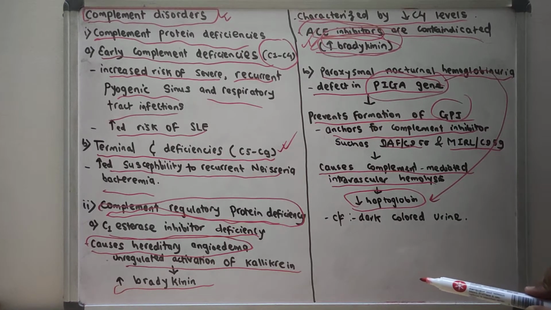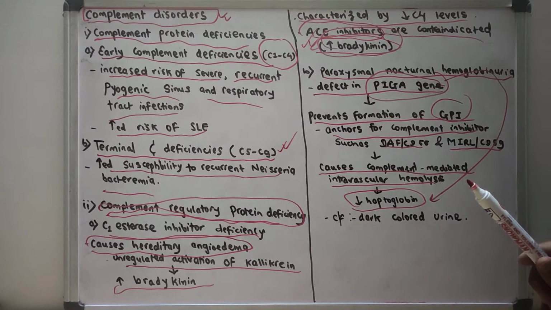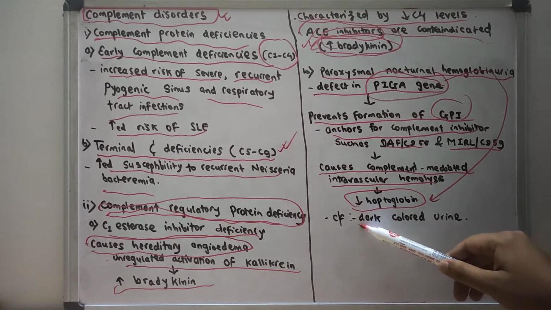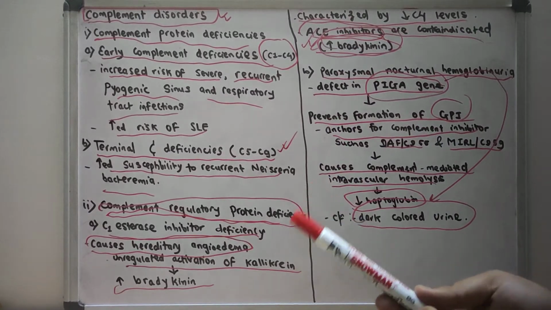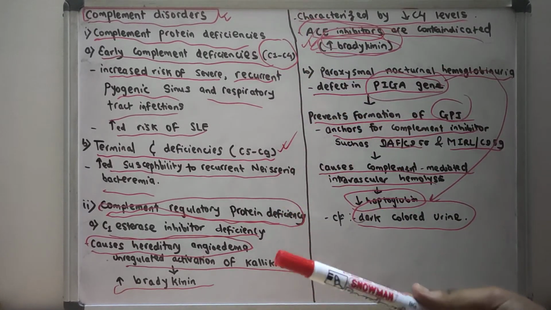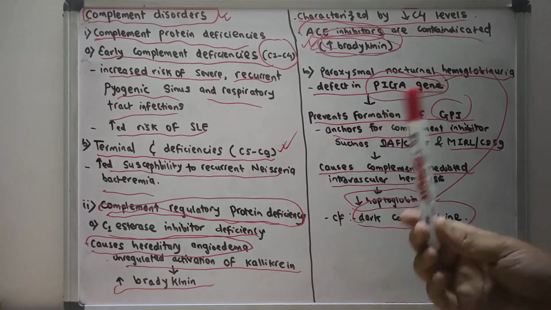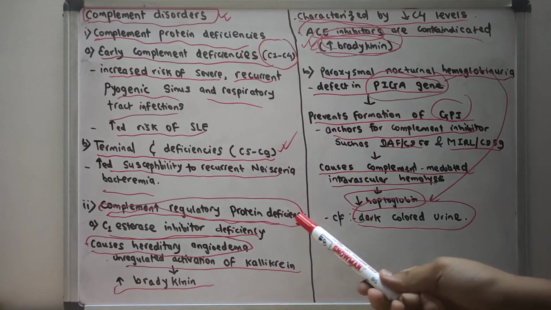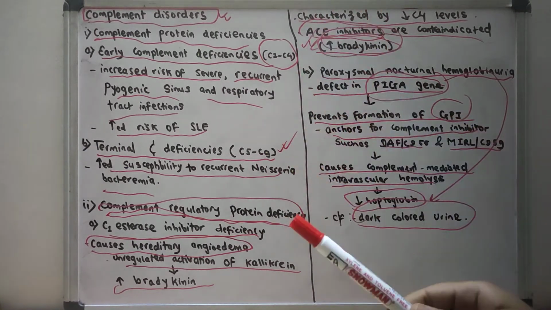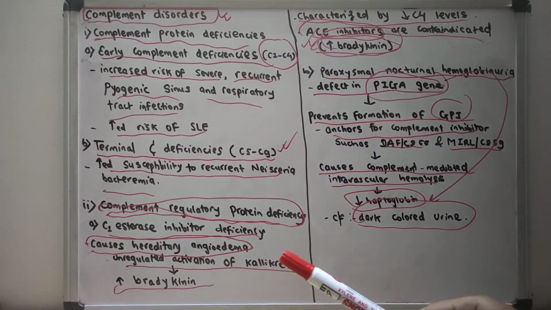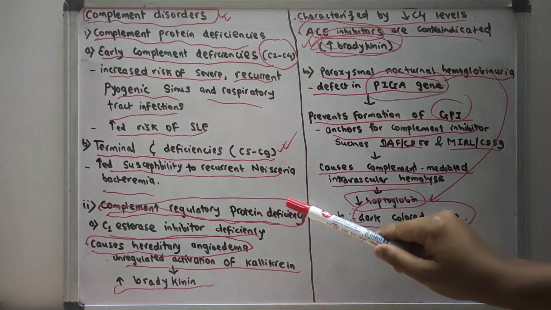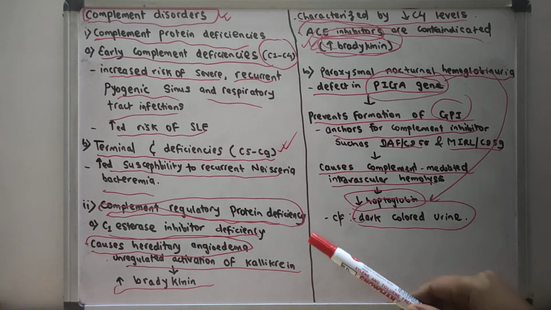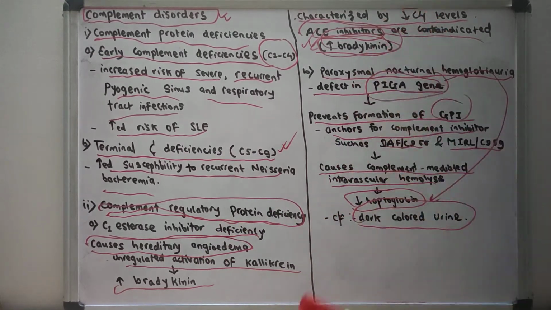The clinical feature in patients who have paroxysmal nocturnal hemoglobinuria is dark colored urine. So in this topic we discussed the various complement disorders. You have to know that there are mainly two types of complement disorder. One is complement protein deficiency, and another is complement regulatory protein deficiency. In complement protein deficiency, there is early complement deficiency and terminal complement deficiency, whereas in complement regulatory protein deficiency, there is C1 esterase inhibitor deficiency and paroxysmal nocturnal hemoglobinuria.